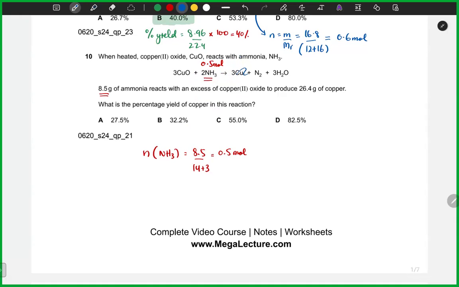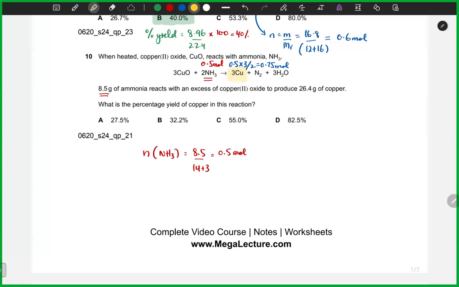So 0.5 divided by 2 times 3. पहले कर लेते हैं divide by 2. So what do we get? 0.5 times 3 and divided by 2, I'm getting 0.75 moles. Remember this is the theoretical, ठीक है, this is the one that you're finding through your calculator. So that's 0.75 moles.